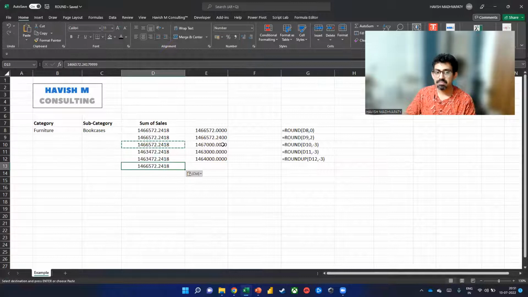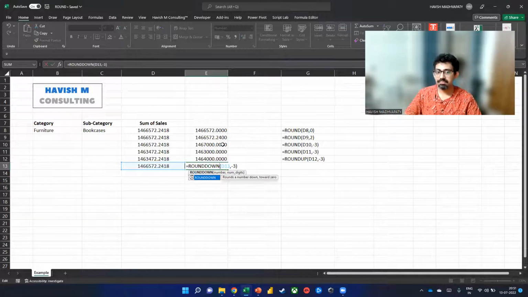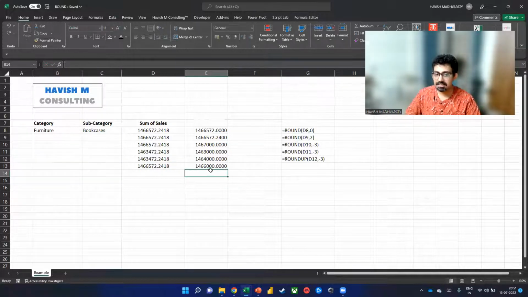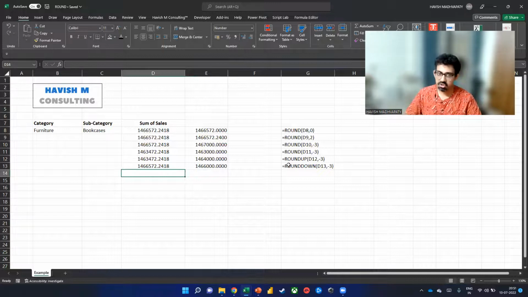On the other hand, if you do a round down, what will happen is that despite the number being 6572, so the answer should have been bigger, right? You notice that it gives me 6,000. So it is not becoming 7,000, it is becoming 6,000, like this. It's not particularly difficult, it's purely logical, and you should not have any trouble understanding this.